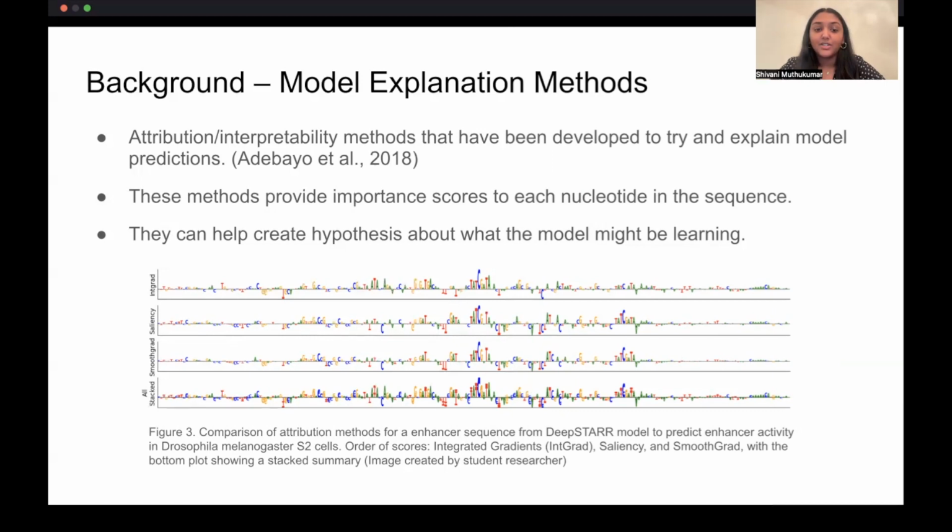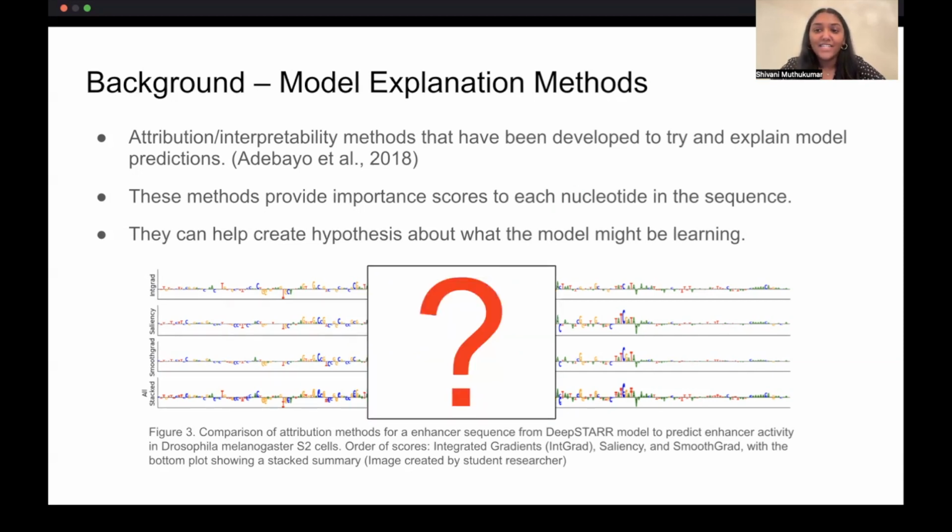These methods are beneficial because they can help create hypotheses about what the model might be learning by making visualizations. For example, in this sequence, this area over here with large nucleotides has high contributions to the model's predictions according to the attribution methods, and this region could be hypothesized to be a regulatory element or a binding site. However, there is no way to verify the accuracy of these methods and their alignment to the model's predictions. And before we use these methods to create hypotheses about genomics concepts, we need to make sure that we can trust the explanations that these methods give us.